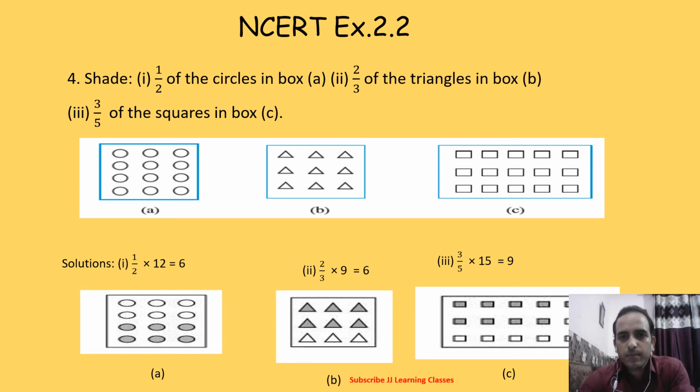So the total number of boxes we have here is 15, and 3/5 of the 15 is 9. So we have shaded 9 boxes among all the 15 given boxes here in the third part. So the concept of fractions, and identifying and applying the operation of multiplication, we need to understand again. The word "of" in mathematics stands for multiplication. That is what you need to understand in this question again.